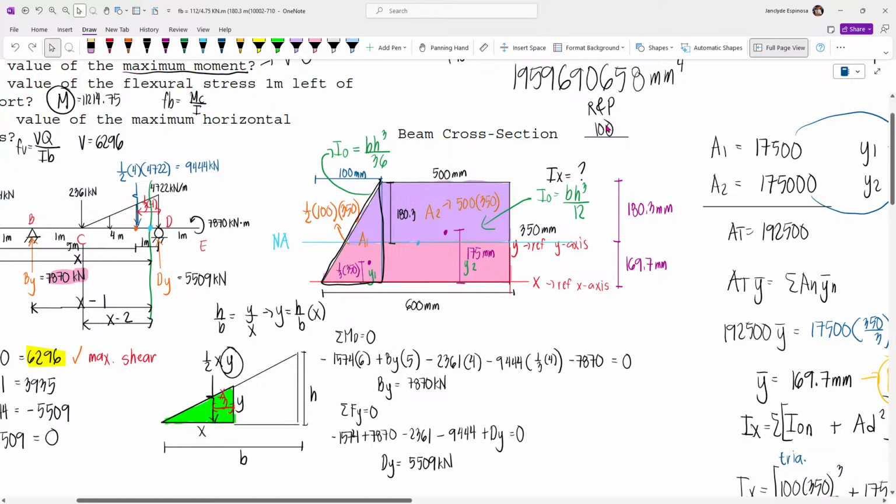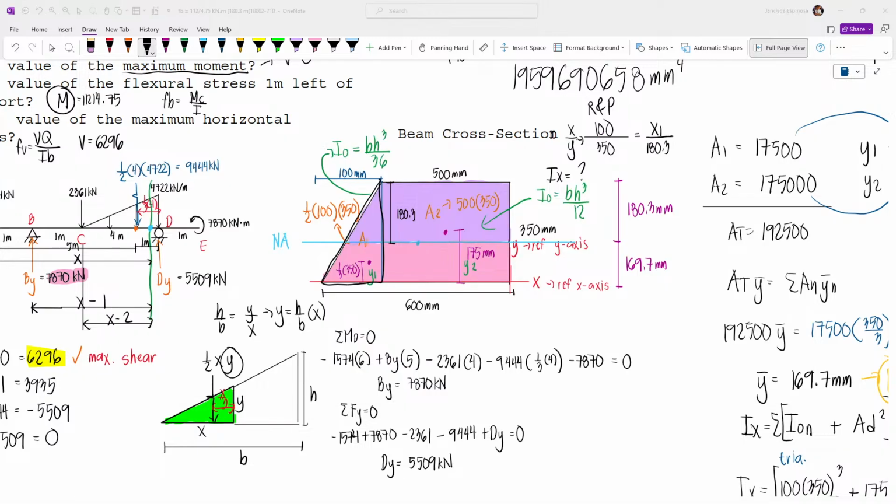Let me just draw the relationship so it doesn't get confusing. It's just x over y. So 100 is to this whole distance of 350 equals the smaller triangle, with a height of, and a horizontal distance of x1, divided by the vertical distance from this point, 180.3.